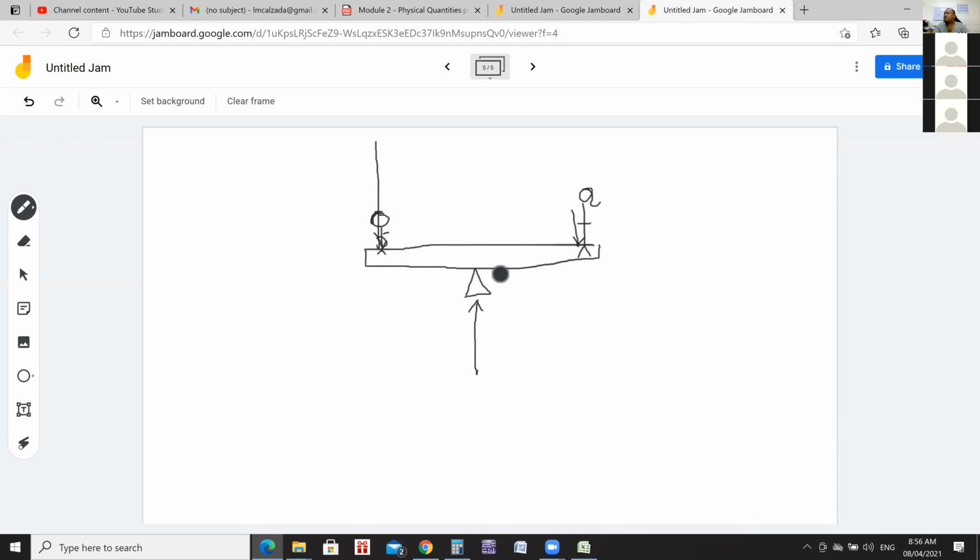They acted on the same object. They should be concurrent forces, but actually, they do not act on a single point. This one acts here, and this one acts here. It is not a single point. So what will happen?